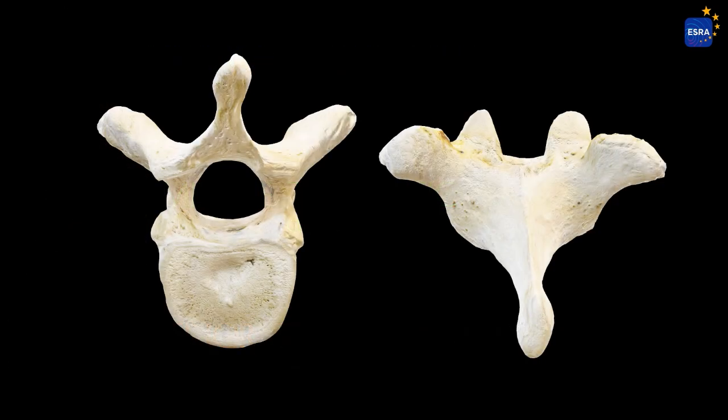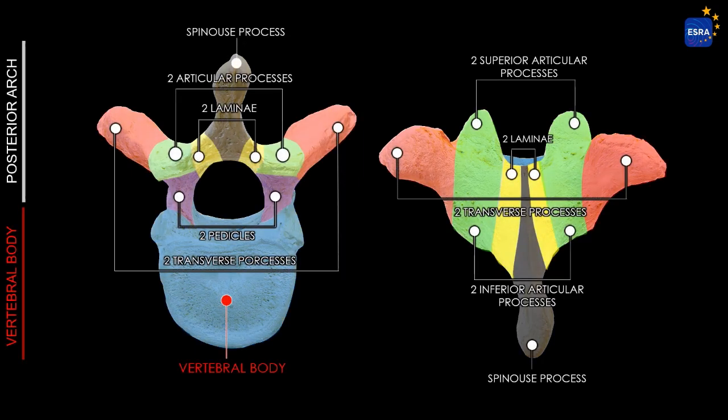As in other regions of the spine, the thoracic vertebrae are composed of a vertebral body and a posterior arch. This arch, similar to that of the lumbar region, consists of the spinous process, laminae, articular processes, transverse processes, and pedicles. However, their structure differs from that of lumbar vertebrae, as it is adapted to the specific functions of the thoracic segment, such as articulation with the ribs and contributing to the stability of the thoracic cage.